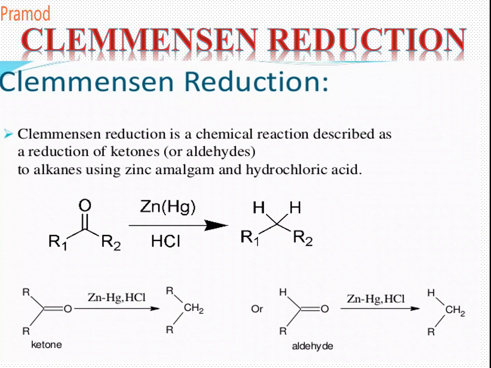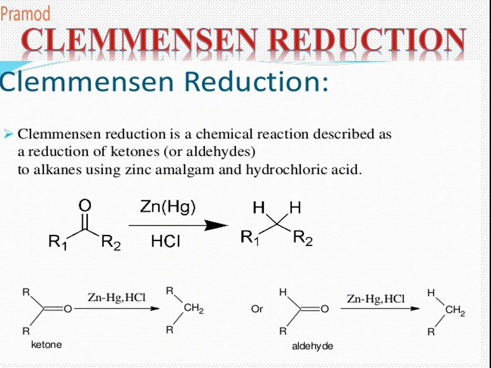Okay, so next is Clemmensen's reduction. You might have studied this Clemmensen's reduction in your synthesis of naphthalene and anthracene, that is Haworth synthesis, where you have used it for a conversion of your carbonyl carbon into your methylenic carbon.